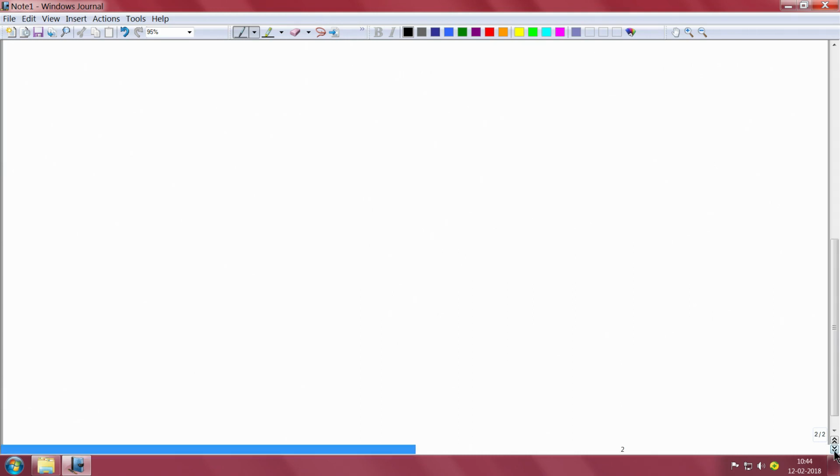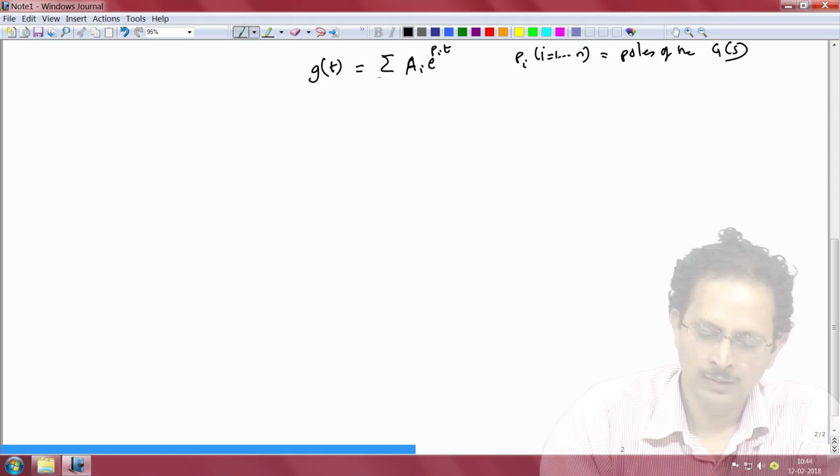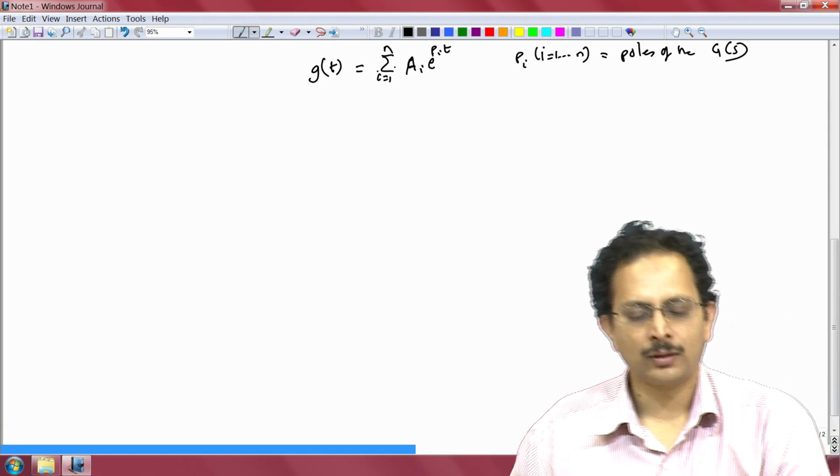To address this question, let us first go back to the time domain, where we know that g of t, which is the Laplace inverse of G of s, would be of the form sigma a_i e to the power p_i t, where p_i, with i going from 1 to n, are the n poles of the transfer function.